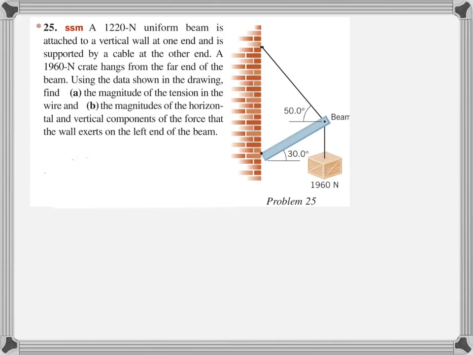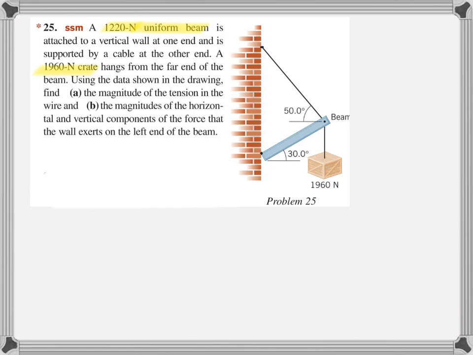Here we're going to do number 25. Number 25 is a one-star problem. It's giving us a bit of a crazy situation where we have a uniform beam and they give us the weight of the uniform beam, and it's holding up this crate, and they give us the weight of the crate as well, and it's being pushed up against the wall and it's in equilibrium.